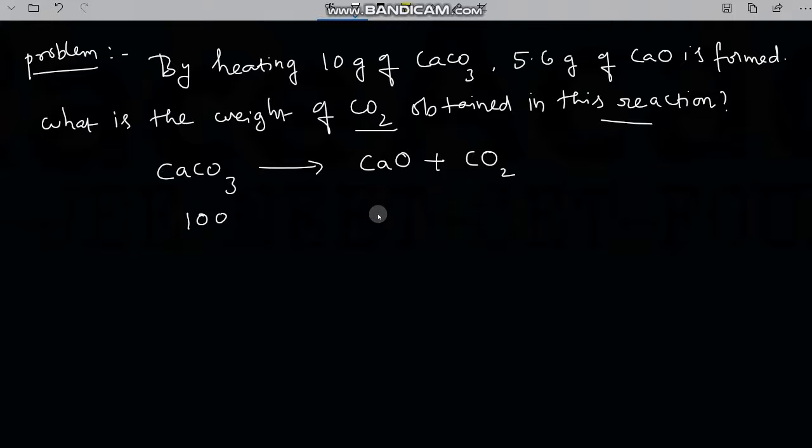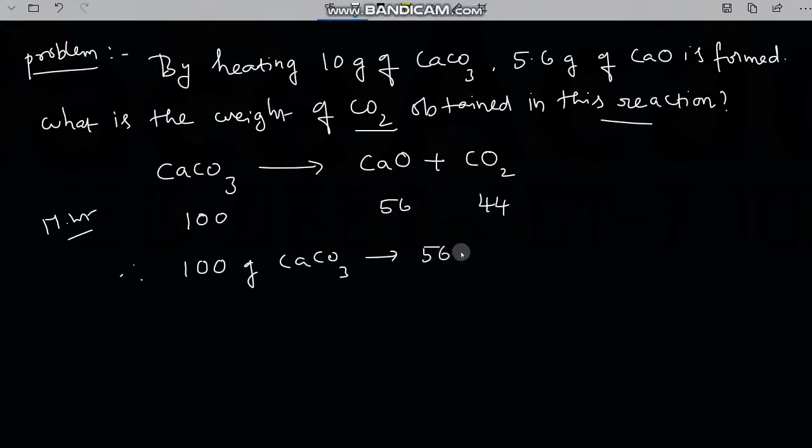1 mole of calcium carbonate is 100 grams. I am writing its molecular weights. Calcium oxide is 56, and carbon dioxide is 44. What is the meaning of this balanced equation? The 100 grams of calcium carbonate gives how many grams of calcium oxide? It gives 56 grams of calcium oxide, and moreover it gives 44 grams of CO2.